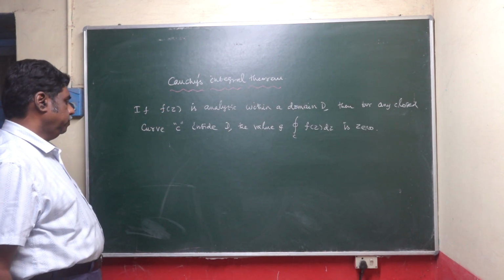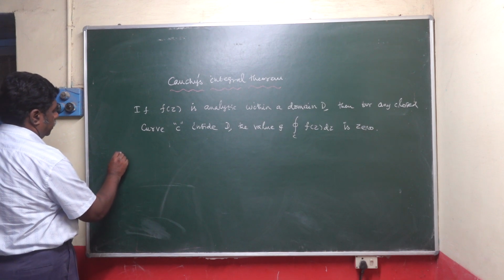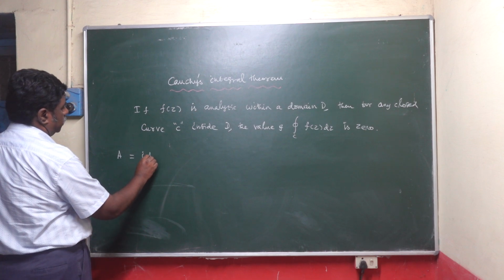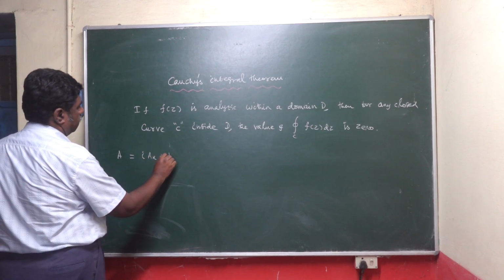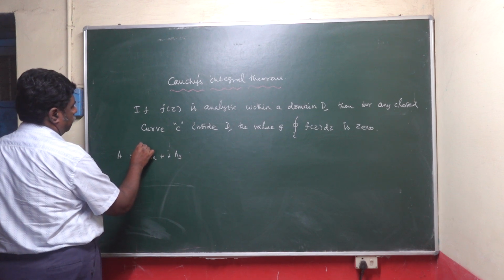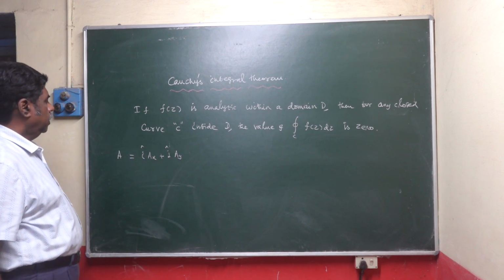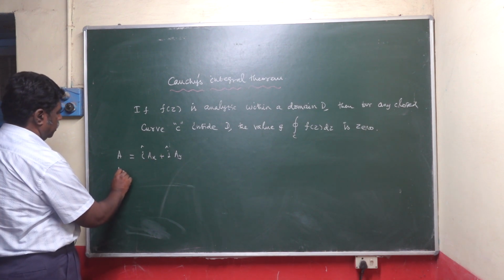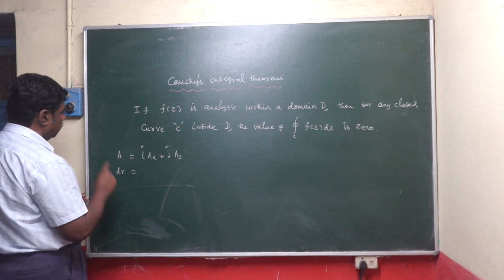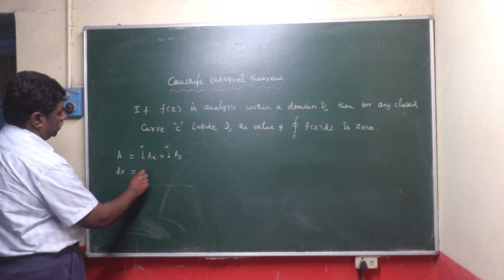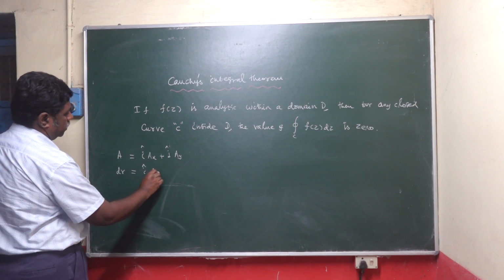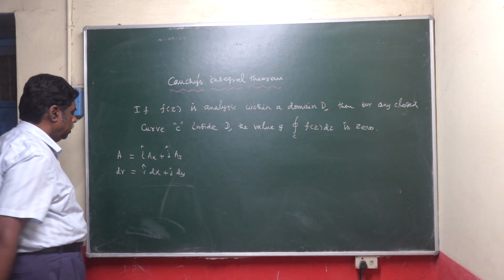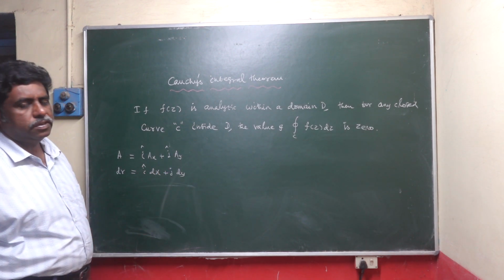To prove this condition, consider a vector field A in 2 dimensions. A equal to i into Ax plus j into Ay. Then the corresponding dr value, that is difference in position vector, is i into dx plus j into dy, since r equal to ix plus jy.